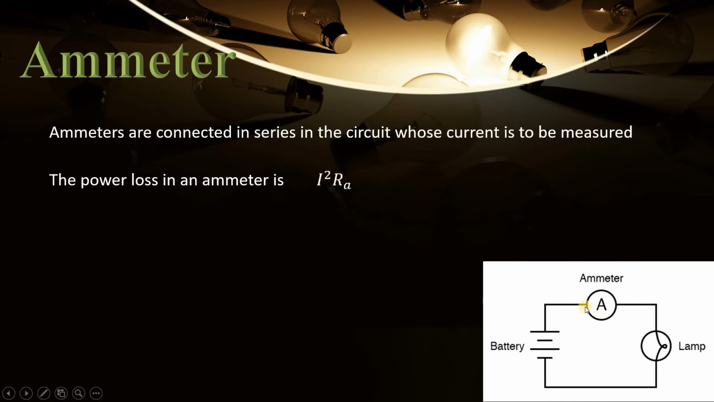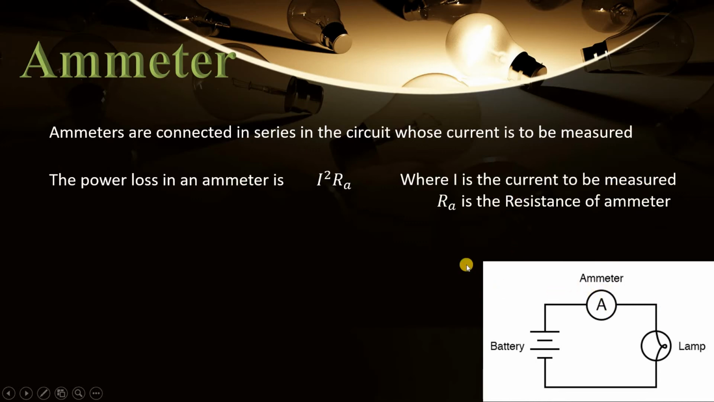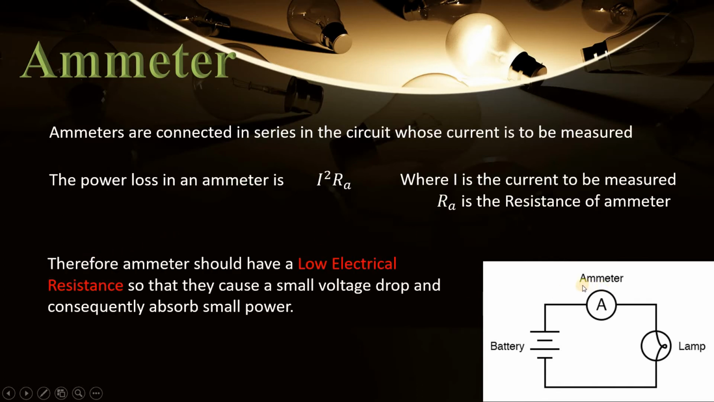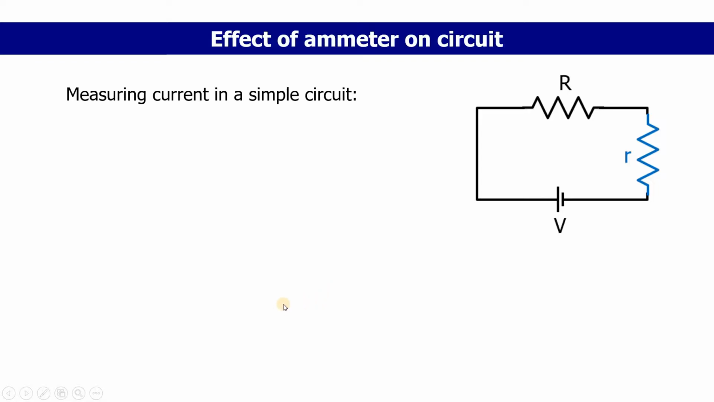That power loss is I squared R, where I is the current to be measured flowing through the ammeter and R is the resistance of the ammeter. Therefore, an ammeter should have low electrical resistance. Otherwise, if the resistance is more, the power losses are more. As we discussed in the last slide, the power loss must be small in all measuring instruments. Therefore, an ammeter should have a low electrical resistance so that it causes a small voltage drop and consequently absorbs small power.